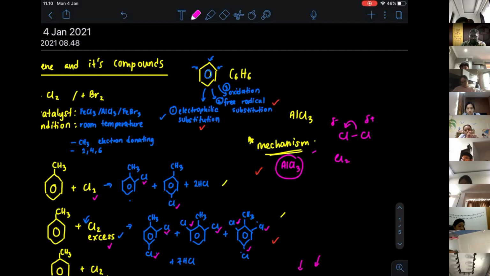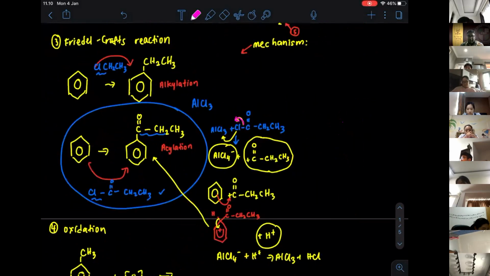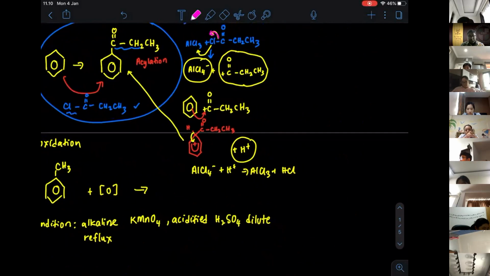Next, there's going to be heterolytic fission. Then the reaction is going to be the same. You are going to get AlCl4- and so on. So the difference is the first one is induced or polarizing, but here you do not need to polarize because the Cl is already there. You can read more about this. Please read after today's lesson.